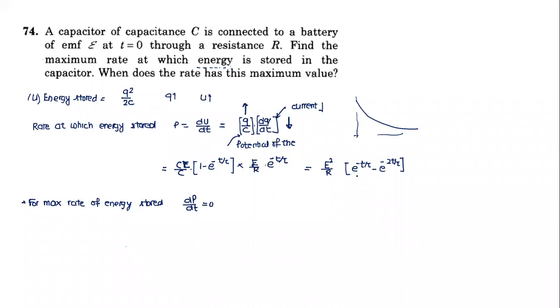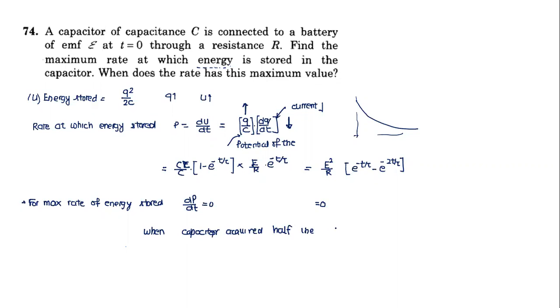So I have to again differentiate this term, equate to 0, and I find the rate becomes maximum when the capacitor acquires half the final charge. You can do that derivation, all of you can calculate. Thus the rate at which energy is stored is maximum when the capacitor acquires half the final charge.